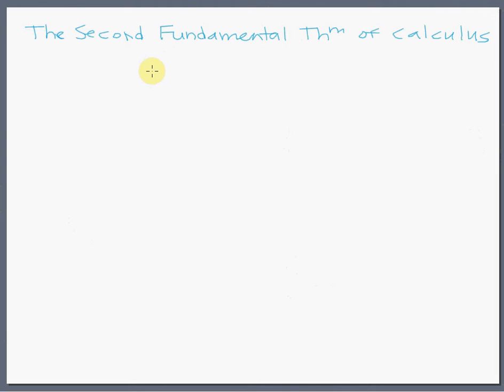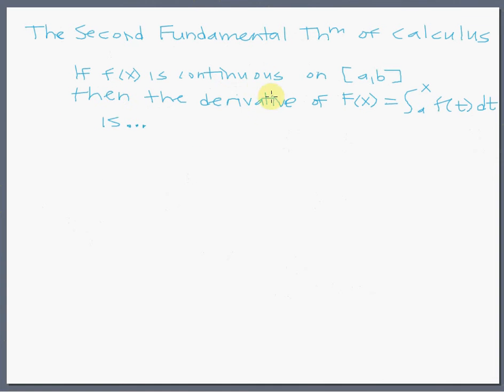The second fundamental theorem is the idea that if you have a continuous function, then the derivative of a function undoes the integral. Basically, the derivative and the integral are inverses of each other, right? In math language, if f(x) is continuous, which is important, it does have to be continuous to be differentiable as well, on the interval from a to b, then the derivative of the integral of f(x) will give us just f(x).